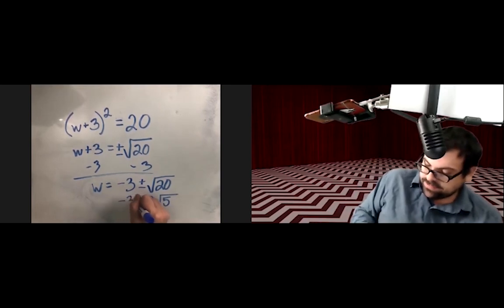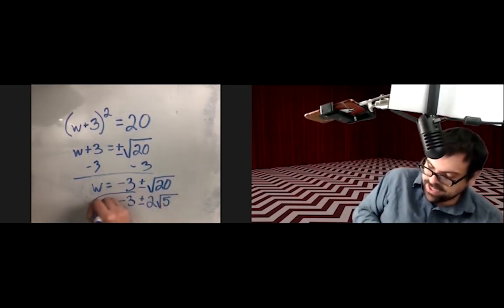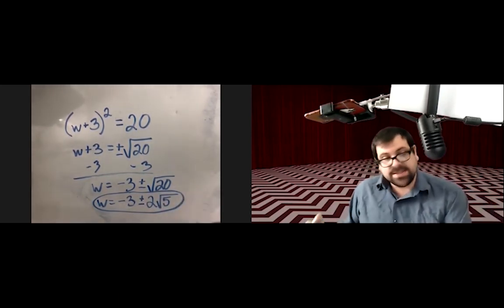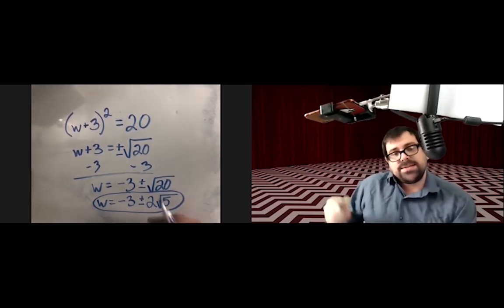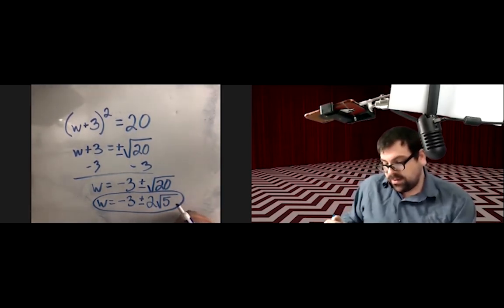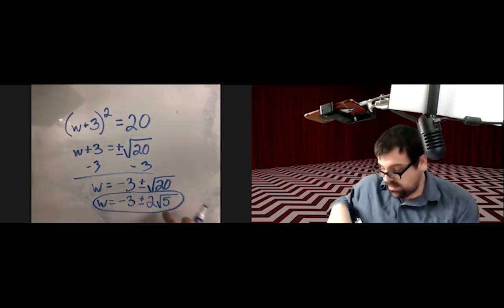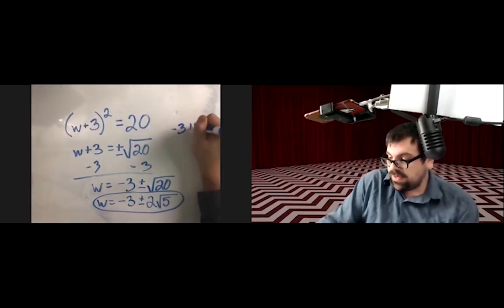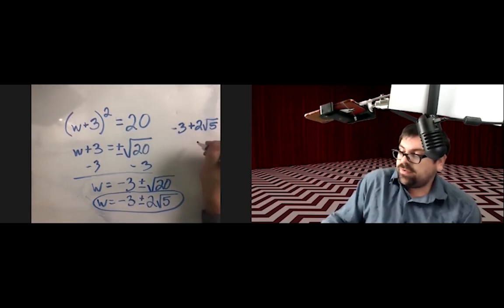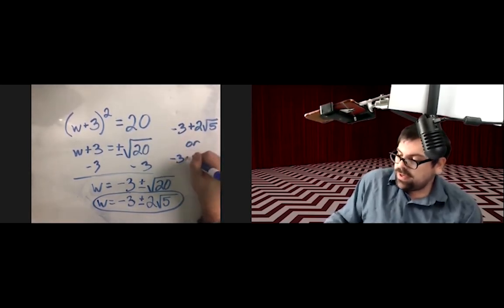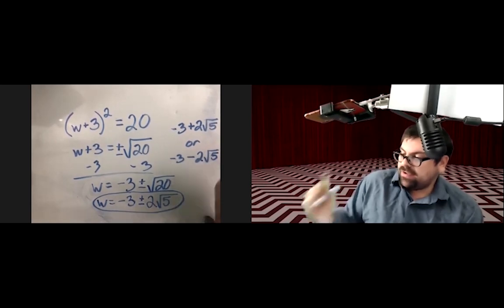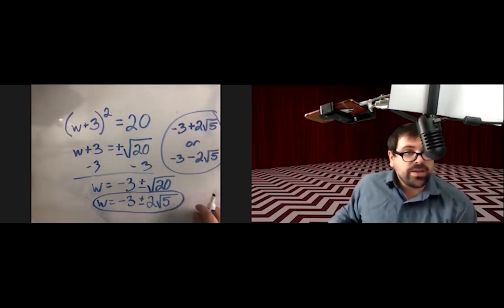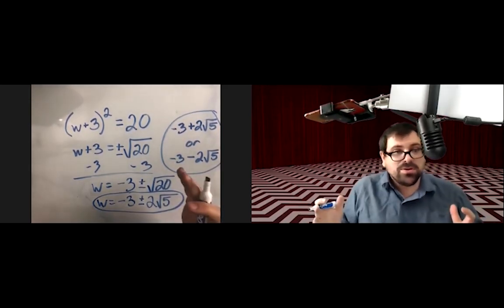And then we have the minus 3 in front. So W equals negative 3 plus or minus 2 radical 5. That's the answer. And if we had to list them individually, them, what do I mean them? Yeah, them. Plus or minus means this is 2 answers. This is negative 3 plus 2 radical 5, or negative 3 minus 2 radical 5. 2 answers. And again, or doesn't mean you can put one or the other. Or is just how we combine multiple answers.